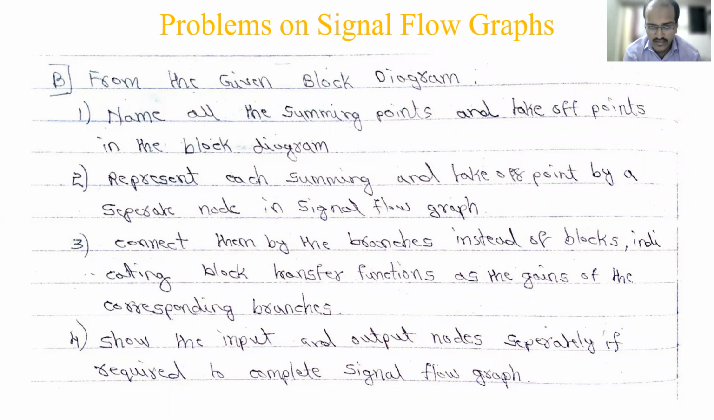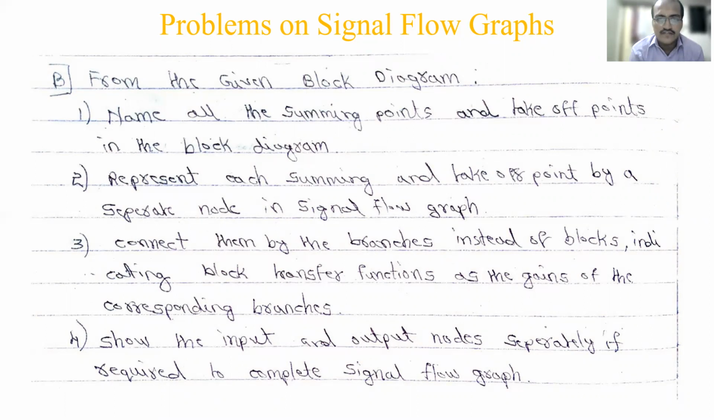If they have given a block diagram and not told you otherwise, you have to go for block diagram reduction only. And if they give the block diagram and in that case they will tell you to use Mason's gain formula, then you have to construct the signal flow graph. For that, these are the 4 steps I have listed out. Using these steps you can construct a signal flow graph easily.